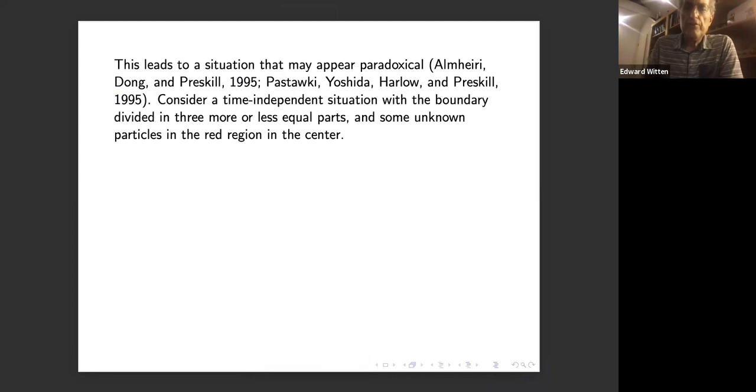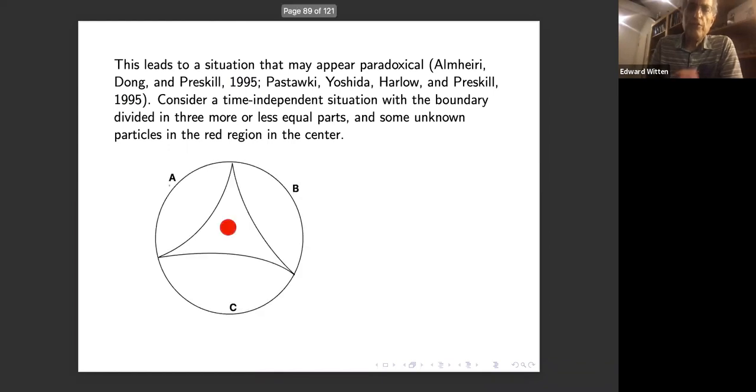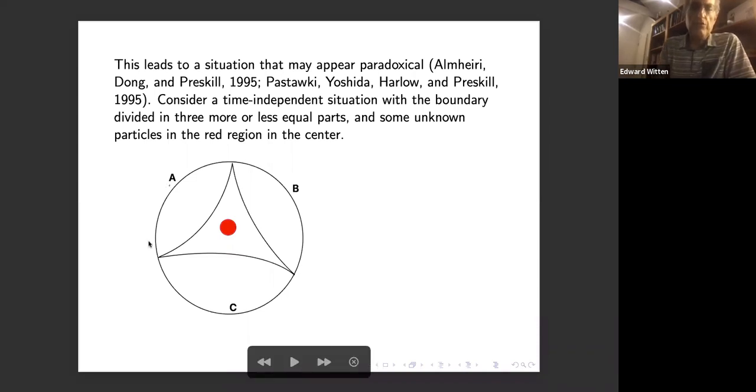So we're going to consider a time-independent situation, and we'll divide the boundary in 3 more or less equal parts, and there'll be some unknown particles in the red region in the center. Again, to make easy pictures to draw, I'm assuming we're in 2+1 dimensions. So at time 0, we've got the Poincare disk, and I've divided its boundary into 3 regions, A, B, and C. And then I've connected the endpoints of those 3 regions by geodesics, which in this picture look like curved lines, but they really are geodesics in hyperbolic space.